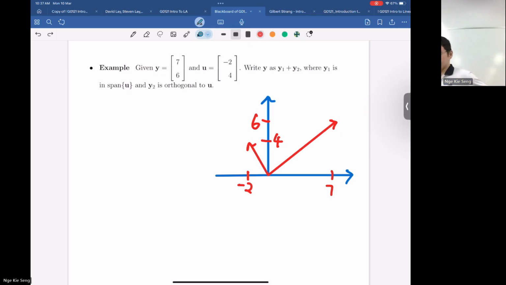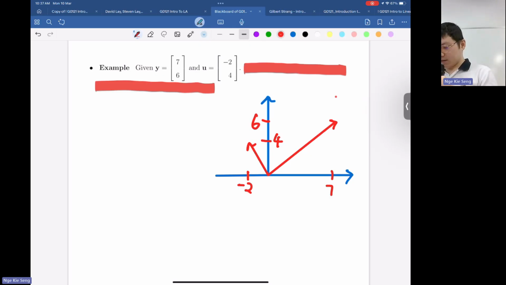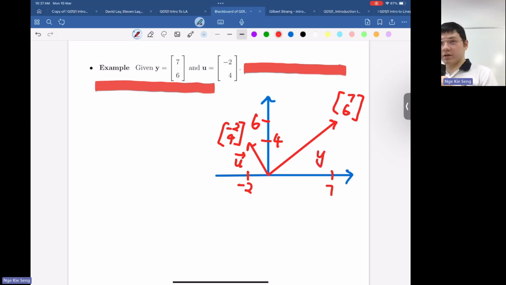So let's come back. Before we do this example, I want to teach you a way to read a question. Even before we read what we want to do, we should know what the first sentence is saying. When they say the first sentence, you should have this picture inside your mind already: 7, 6, and negative 4 over here. So this is u, this is y. And then only you continue and read this sentence.